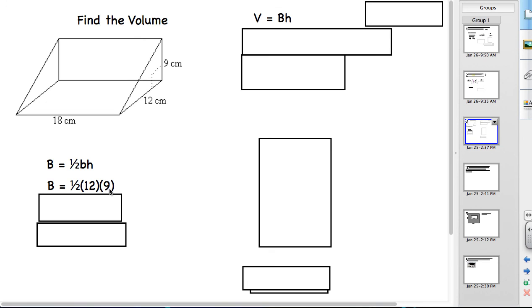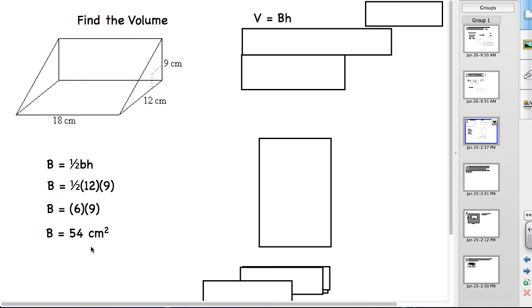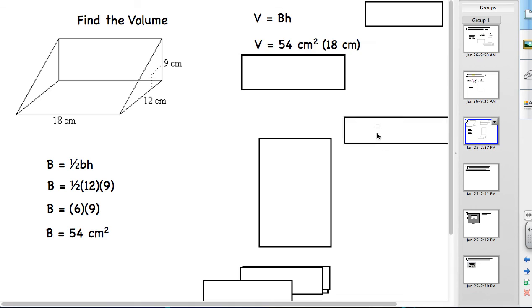12 times 9 is a difficult number to multiply. So what I like to do is take half of my first value. Half of 12 is 6, so that gives us 6 times 9, which is 54 square centimeters. So now we can put that into our equation where the area of the base is 54 centimeters squared and the height of the prism is 18 centimeters. Now we need to multiply 54 centimeters squared times 18 centimeters.